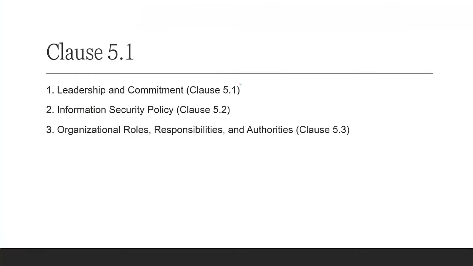Under clause 5, we have leadership and commitment, we have information security policy, and we have organization roles and responsibility. Okay, it's not clause 5.1, I'm talking about clause 5 only. So clause 5 has 3 clauses: clause 5.1 is leadership and commitment, 5.2 is information security policy, and clause 5.3 is organization roles, responsibility, and authority.